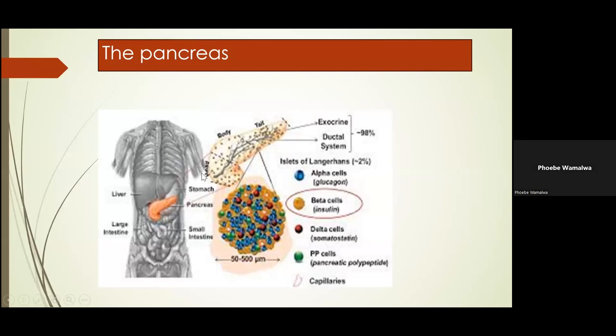We have the head, which is engulfed by the first portion of the duodenum. We have the body, that is just above the inferior vena cava, and then we have the tail that touches the spleen.